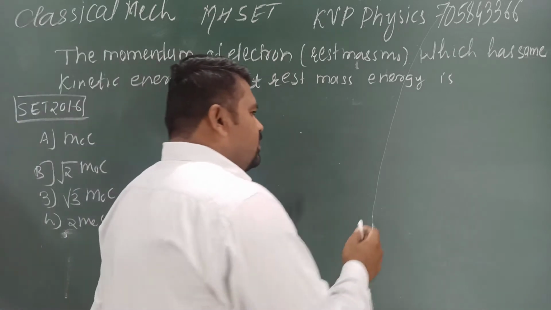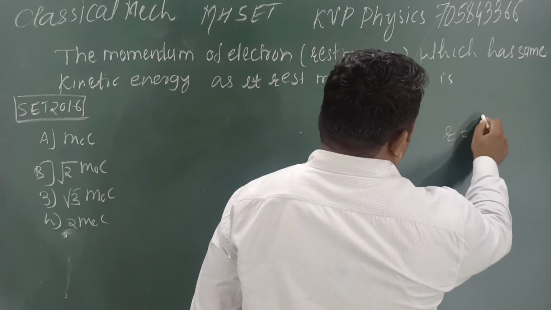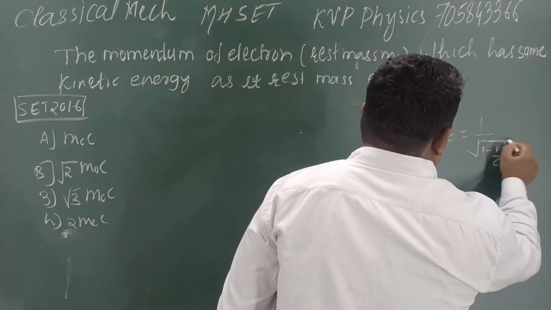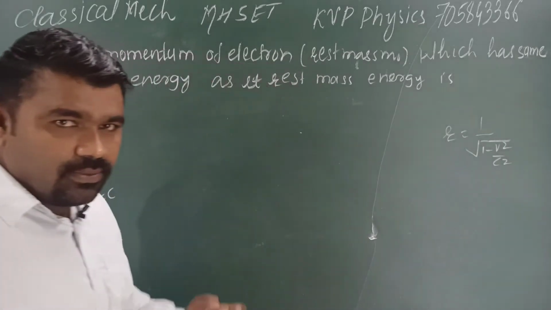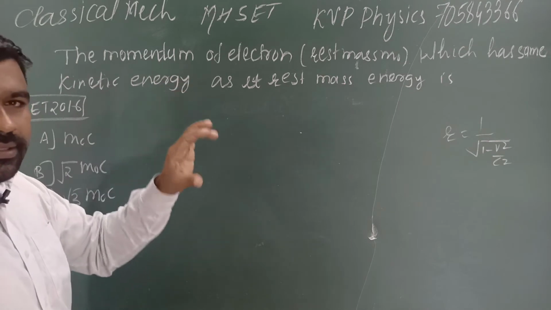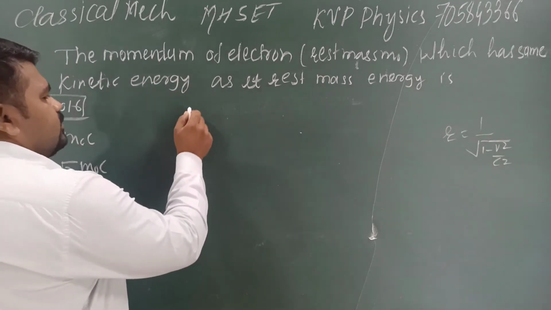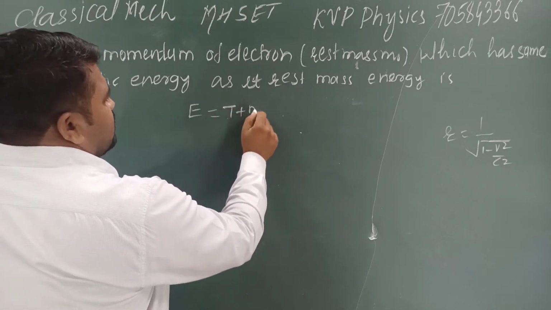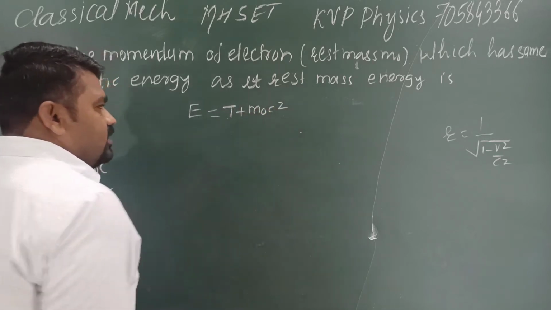And we know that for a relativistic particle, the correction gamma is equal to 1 upon under root 1 minus v square upon c square. This is the correction for the relativistic case. Now come to the point. What is the given condition? We know that the total energy of the relativistic particle is equal to kinetic energy plus rest mass energy.